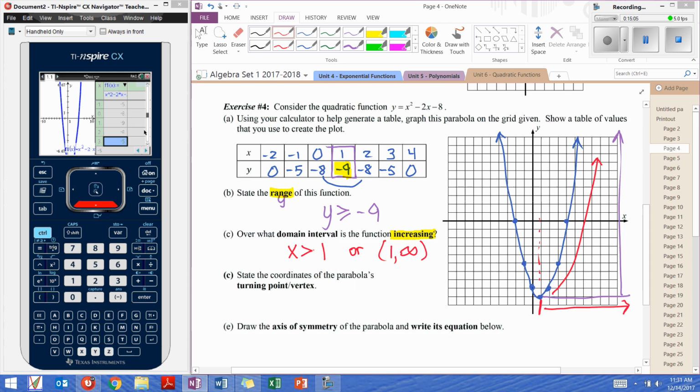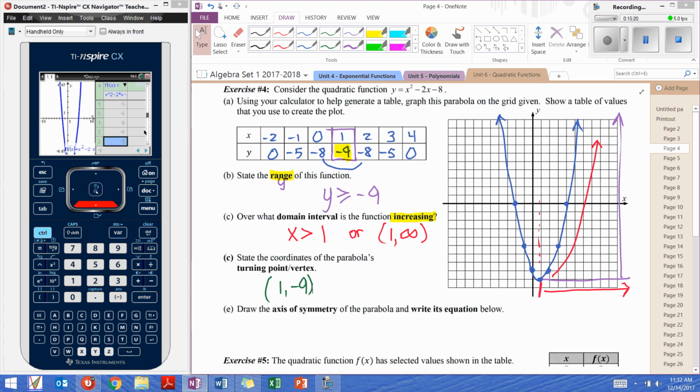Sometimes I see the inequality notation works a little bit better. Well, we've already talked about the turning point, vertex, minimum over and over again. That's right in this table here, 1, negative 9. And then lastly, draw the axis of symmetry. Okay, well, I kind of already wrote that in there when I was looking at the increasing interval, but here is our axis of symmetry, and write its equation. So what is that equation? Well, that's x is equal to 1.